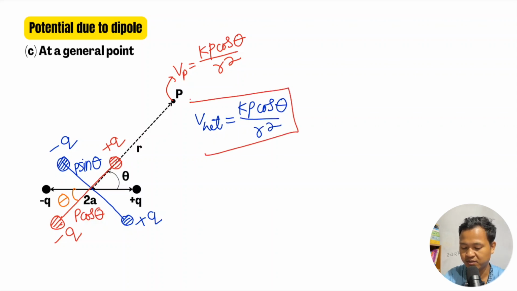Okay, so remember the formula. As the equatorial component gives potential 0, you will have only the axial component, that is the cos theta component. So therefore at a general point the net potential will be kp cos theta divided by r square. Okay, that is the electric field or potential due to a dipole.